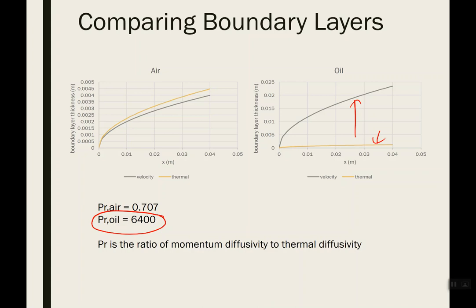Yeah. Velocity boundary layer, kind of the front where there's a velocity distribution of the fluid in a pipe. So the velocity boundary layer is that part.